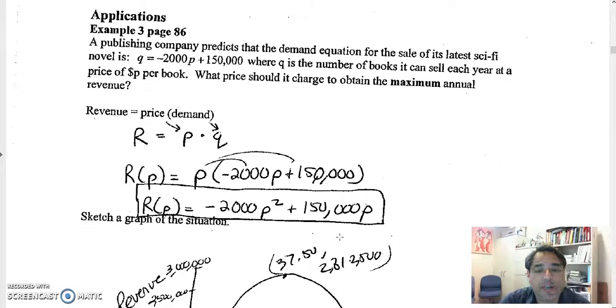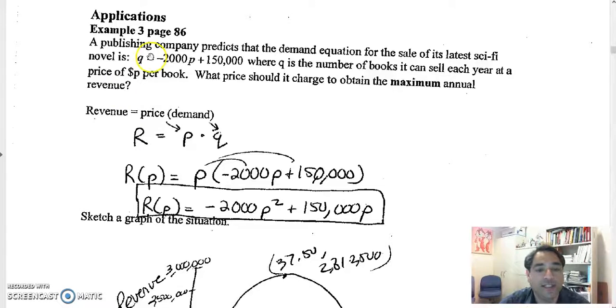So a publishing company predicts that the demand equation for the sale of its latest sci-fi novel is given as Q, remember quantity, equals negative 2,000 P, P is price, plus 150,000, where Q is the number of books it can sell each year at a price per book. We don't know what that price is. What price should it charge to obtain the maximum annual revenue?